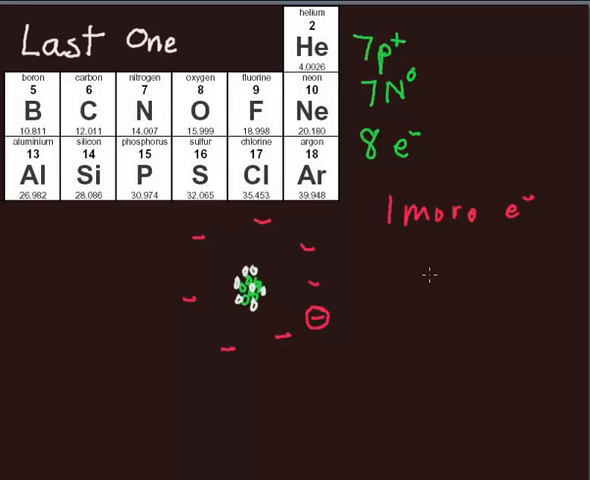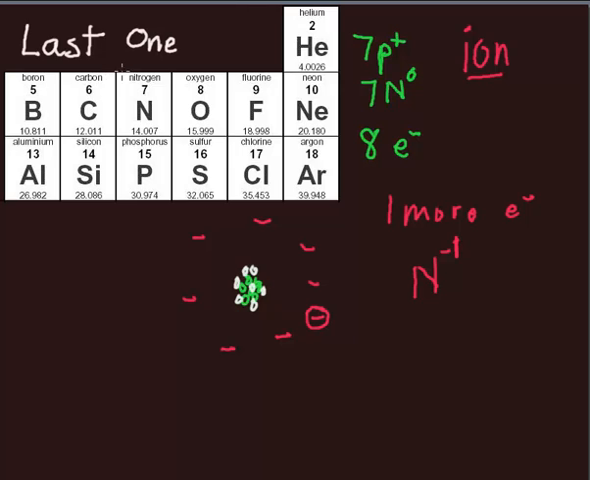If it's more negative, it's not just a nitrogen atom anymore. It's something called a nitrogen ion. An ion does not have the normal amount of electrons, just like an isotope doesn't have the normal amount of neutrons. So it would be a nitrogen ion, and it would have a -1 charge, because it has one more negative charge to it.